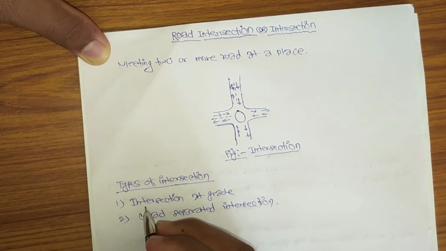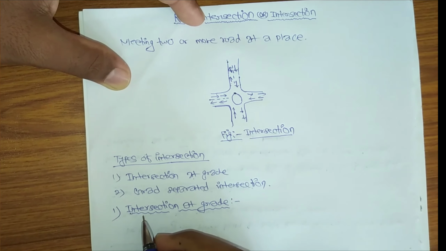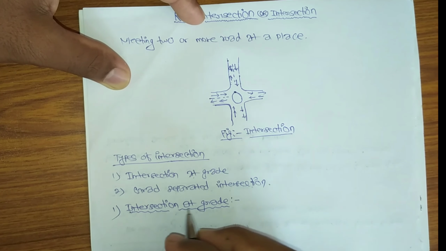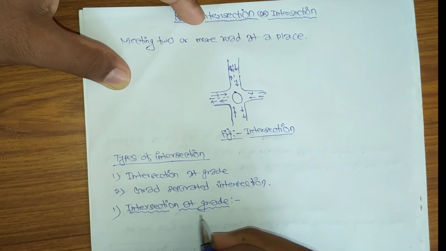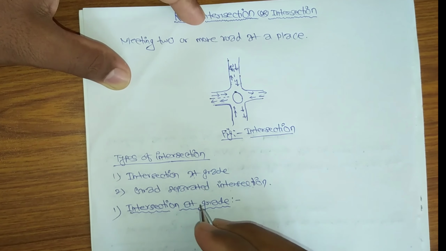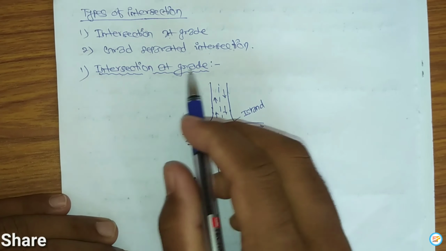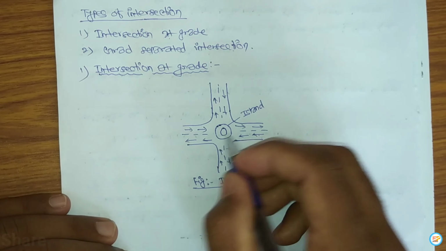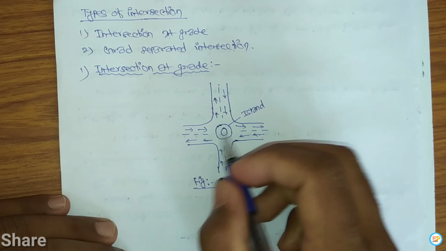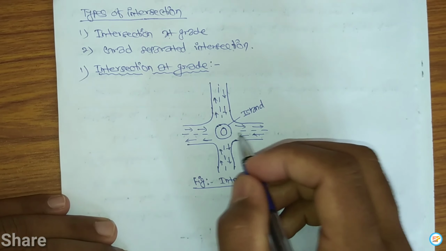Let me first define the intersection at grade. These are intersections between any two roads with relatively lower volume of traffic. In this, the traffic volume will be more at the intersection. So this is the figure of the intersection at grade. This is the movement of the vehicles and this is the island. Due to this, the vehicles are able to move in different directions.